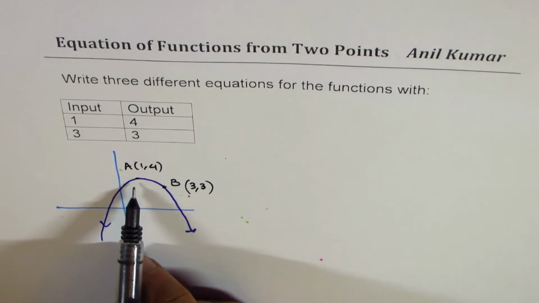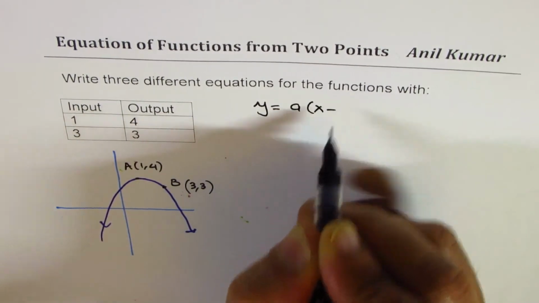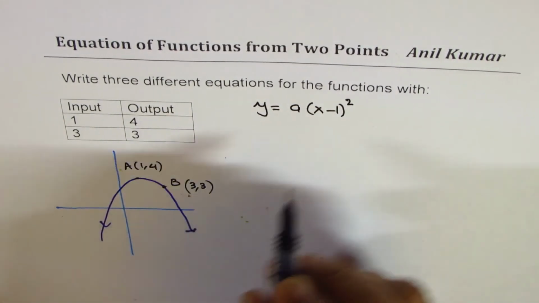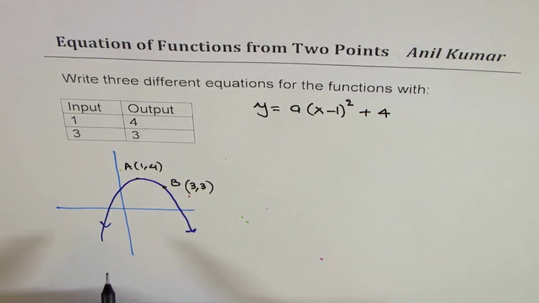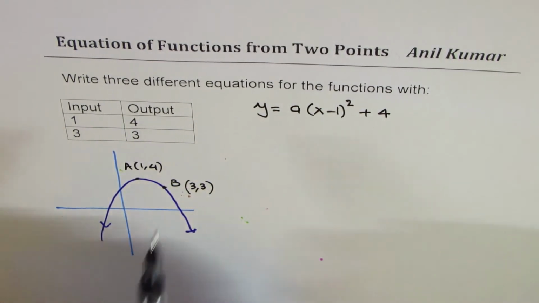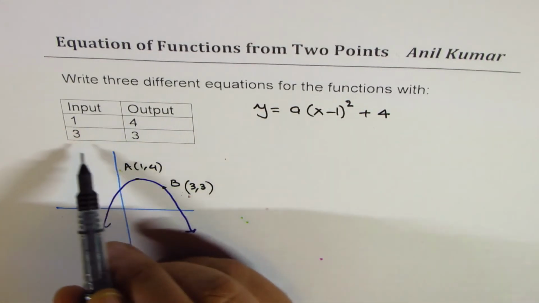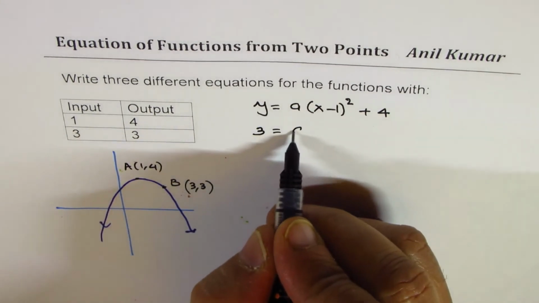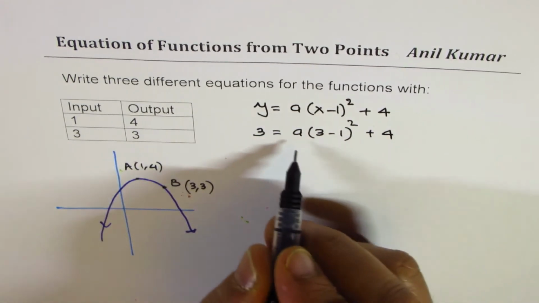So we can write the vertex form equation: y equals a times x minus the x value of 1, whole square, plus 4. To get the value of a, we can use any one of these points, right? We have already used 1, so let's use 3 now. If I write 3 for y and 3 for x, plus 4, we can solve for a.